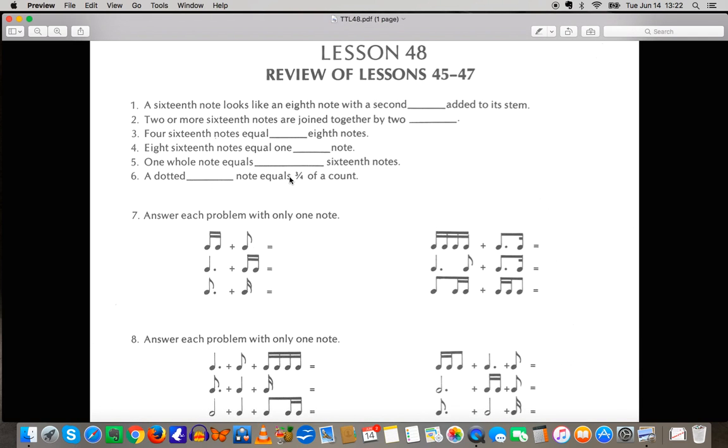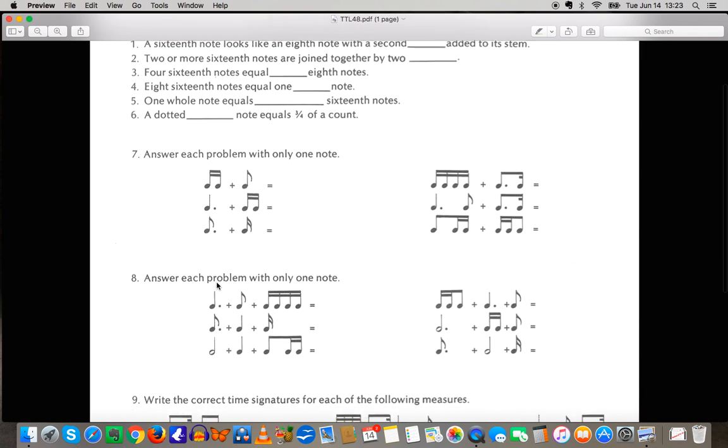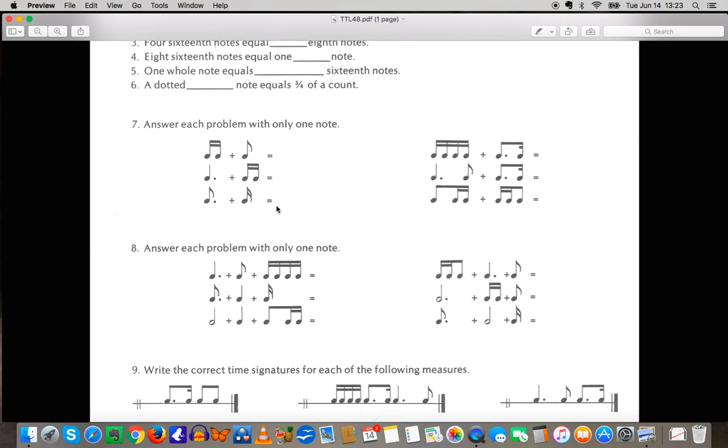So a dotted blank note equals 3/4 of a count. By count, they mean like a quarter note. So what is 3/4 of a quarter note? Well, there are 4 16ths in a quarter note, so 3/4 is going to be 3 16ths. How many 8th notes is that? It's going to be 1.5 8th notes. Okay, remember that a dot adds a half, so it's going to be a dotted 8th note. There you go.